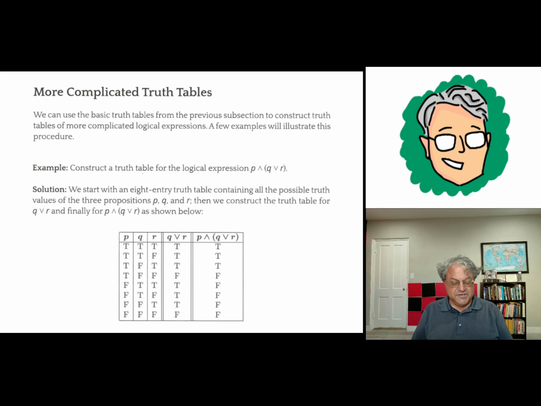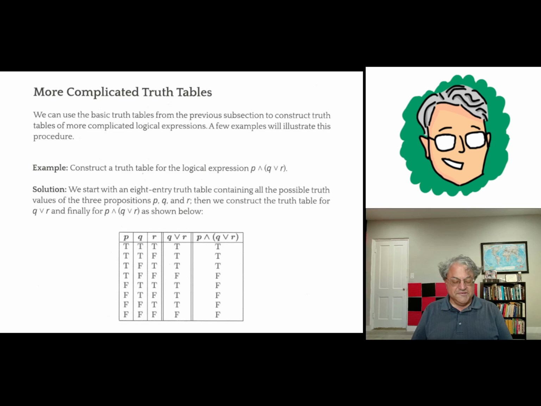And then to get the value of P and (Q or R), the parentheses are important here, by the way. And and or don't commute with each other. So we have the expression P and (Q or R) in parentheses. That means you first do Q or R and then you do P and that. So that's how you analyze this. You kind of break it down.